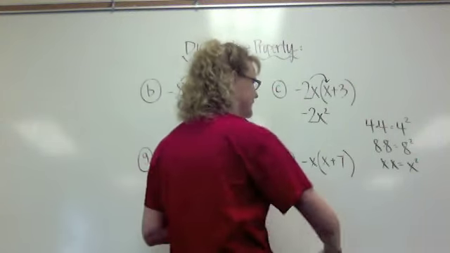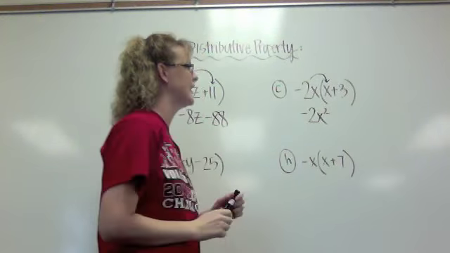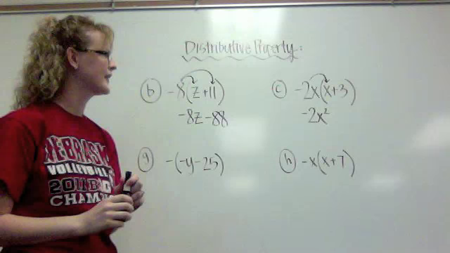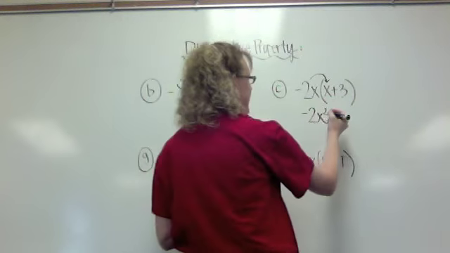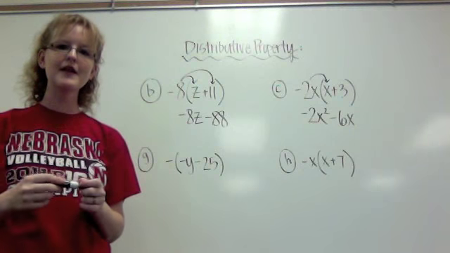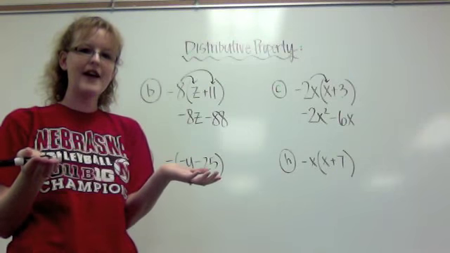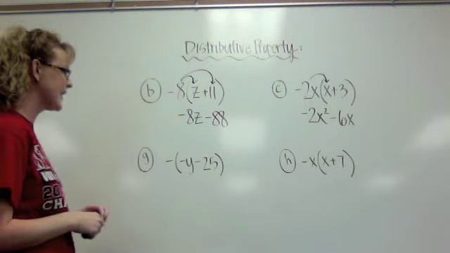We'll time back in. So going to this problem right here, I took the -2x times x and got -2x squared. Then I'm going to take the -2x times 3 and get -6x. Again, I stop right there because x squared and x are not like terms, so I can't put them together. Let's look at example G.